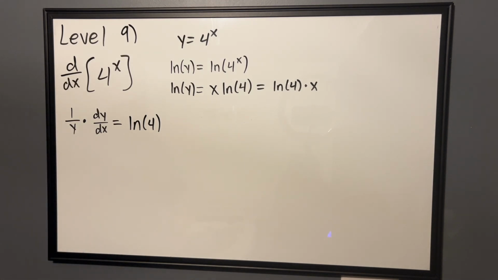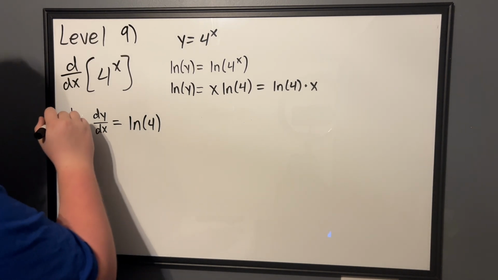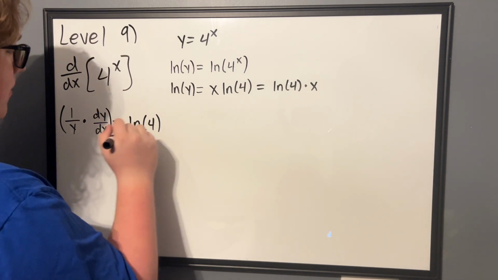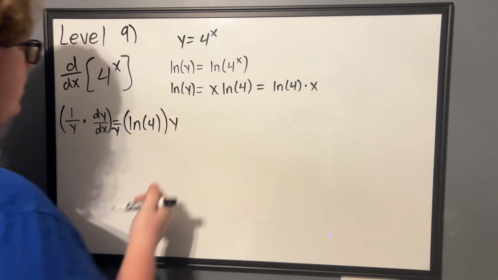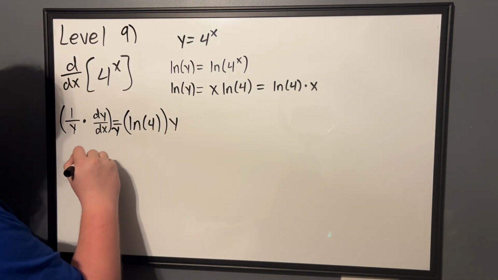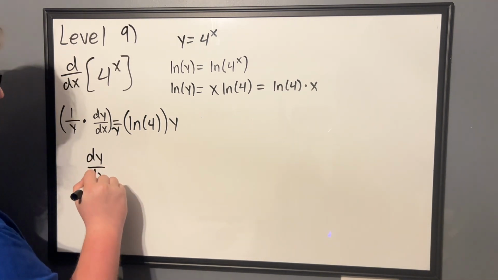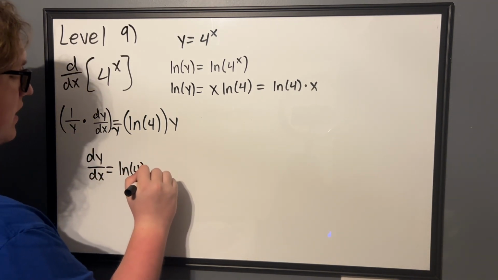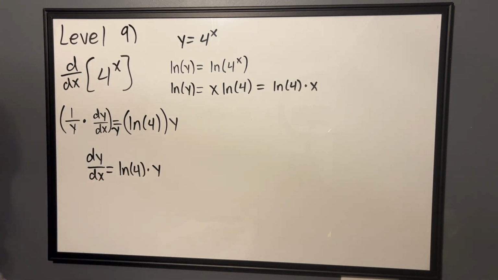So now we've taken the derivative. Now we want to solve for that dy/dx in order to get our answer. The way to do that is we're going to need to multiply both sides by y. So we multiply by y over here, and multiply by y over here. Then what we'll have is dy/dx is equal to ln of 4 multiplied by y.